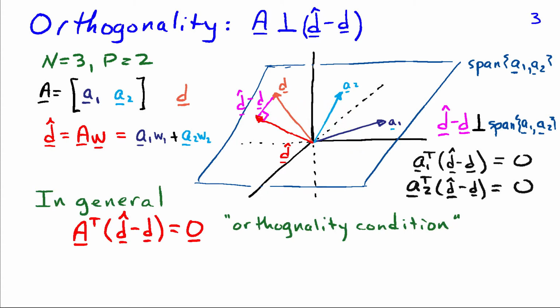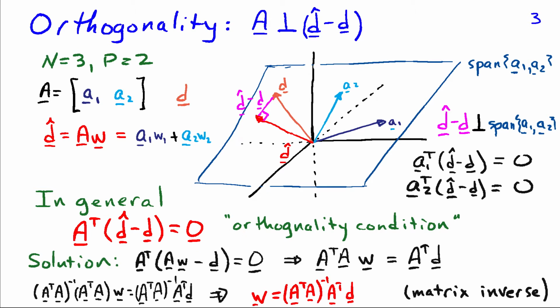So it's difficult to visualize in more than 3 dimensions, but in general, you can show that the error has to be orthogonal to the space spanned by the columns of A. In other words, the matrix A transpose, because that's going to include A1, A2, A3, and so on, A transpose times d hat minus d has to be equal to 0. And this is called the orthogonality condition. Whatever we choose for W has to satisfy this condition.